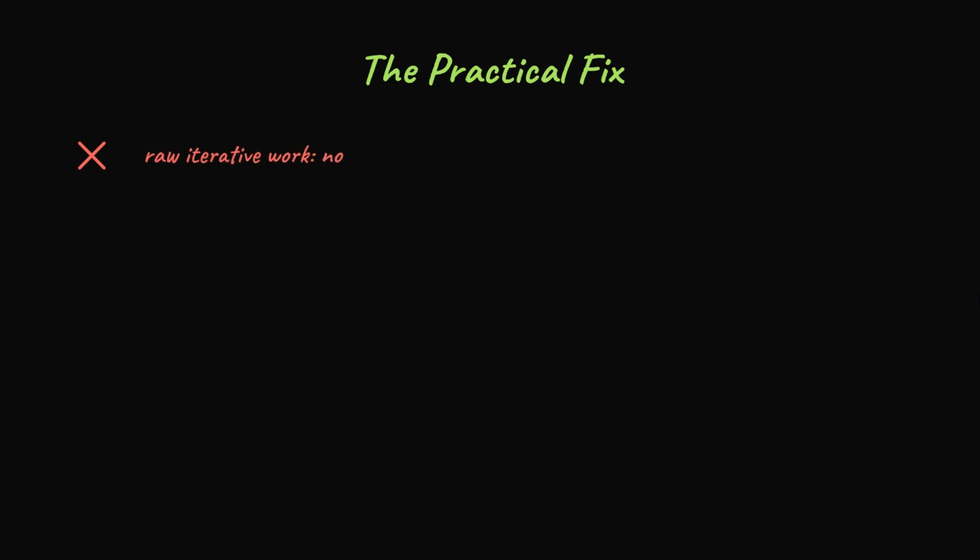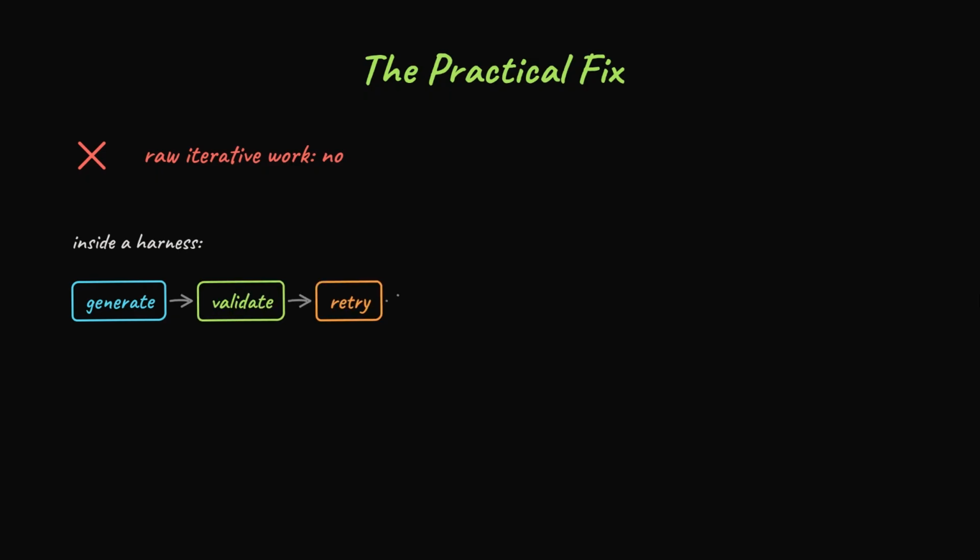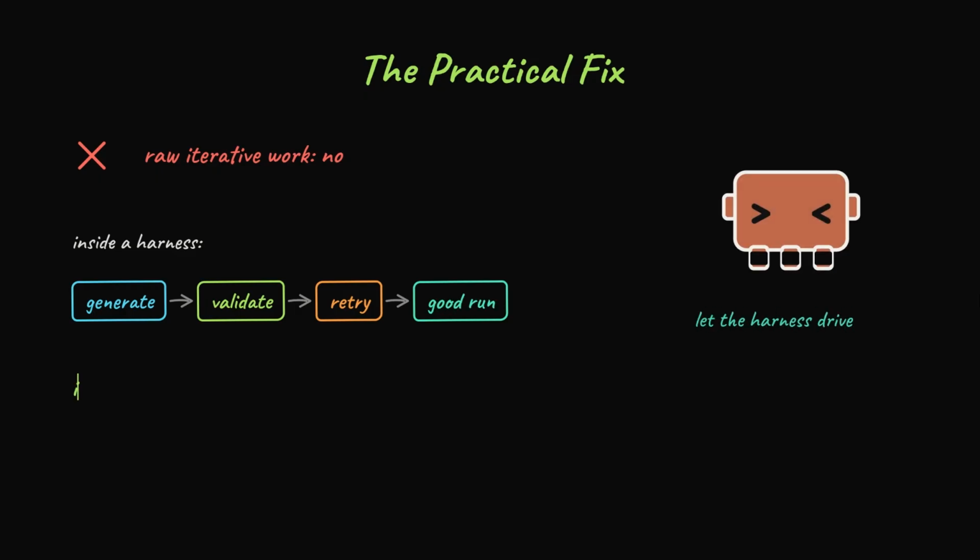So my practical advice is, don't use this thing raw for iterative work. Put it inside a harness that can validate outputs and retry, and the inconsistency mostly disappears because the framework catches the bad runs. A few housekeeping notes if you want to try it.